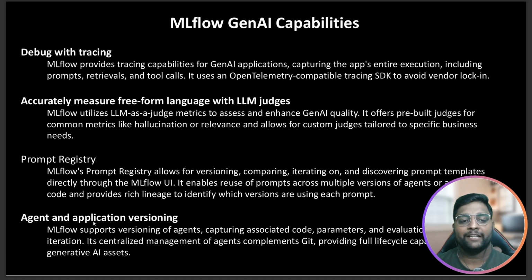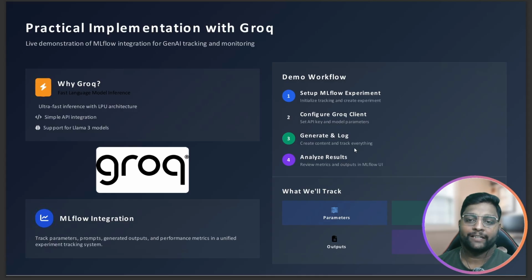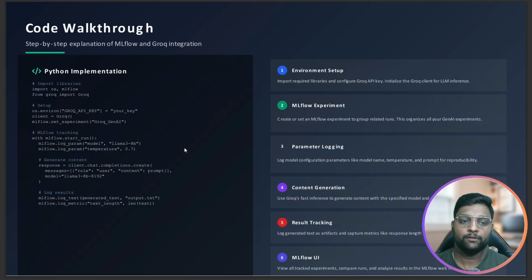Same with application and agent versioning, that is also possible. You can just read this. So let's directly move forward now. Practical implementation, we will start with our practical implementation. As I told you earlier, you don't need to have any paid APIs. We are going to use Groq only. So let's go ahead. Code workflow: first you need to do environment setup and work based on it.